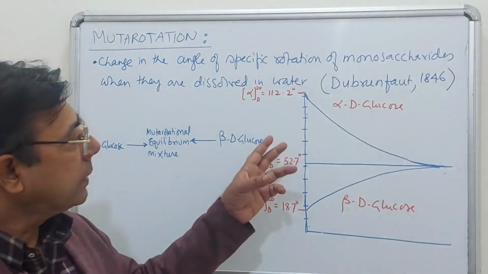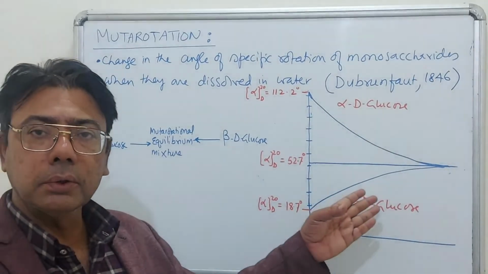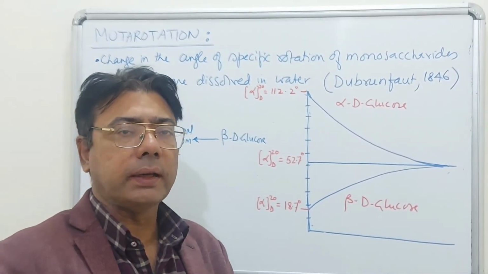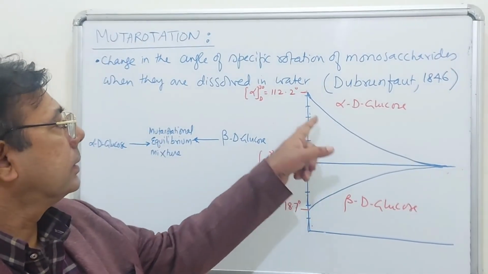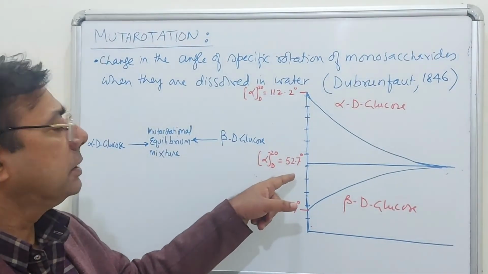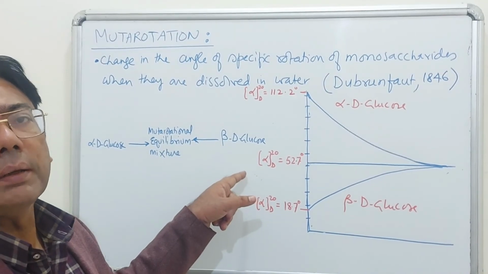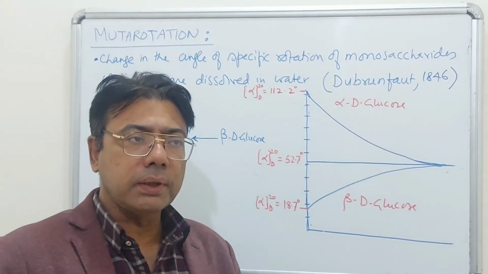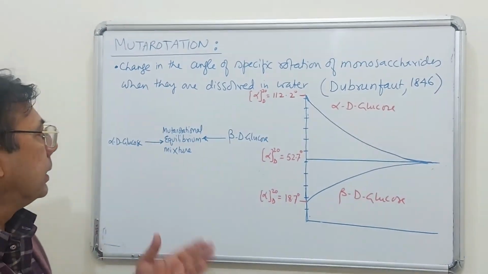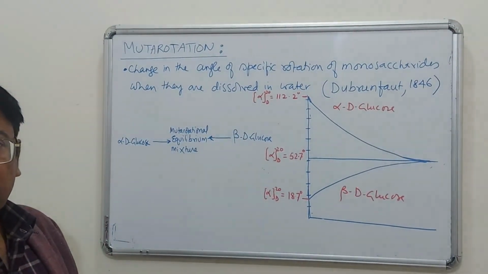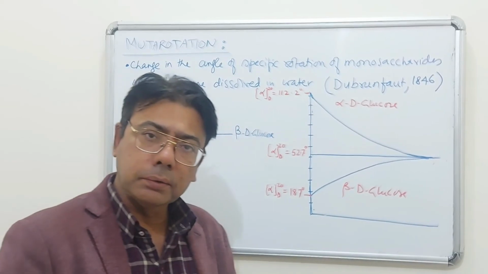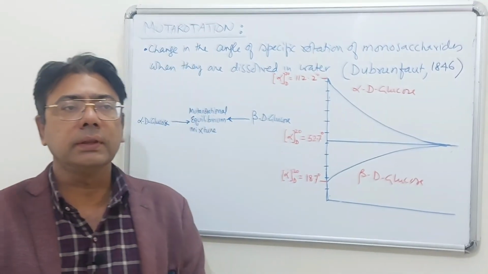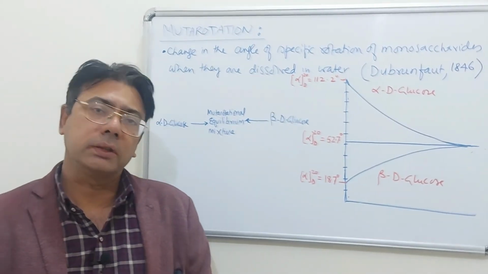But whenever alpha D glucose or beta D glucose in pure form is left for a while, this specific rotation reaches an equilibrium value, that is 52.7 degrees. So this phenomenon definitely occurs because of interconversion of alpha D glucose and beta D glucose, and this is called mutarotation. So this is one of the important properties of monosaccharides.